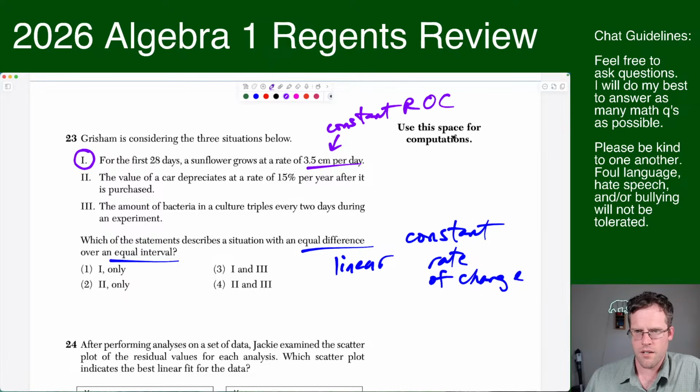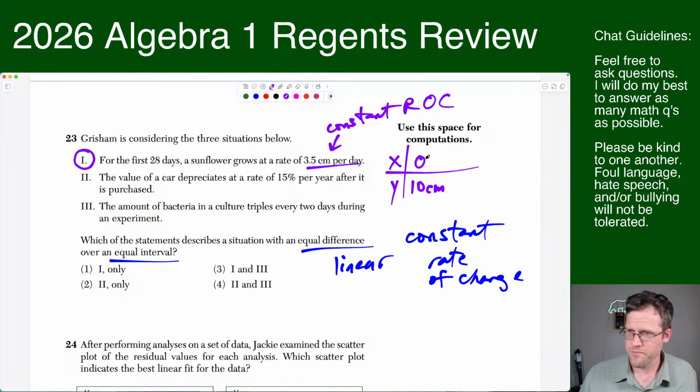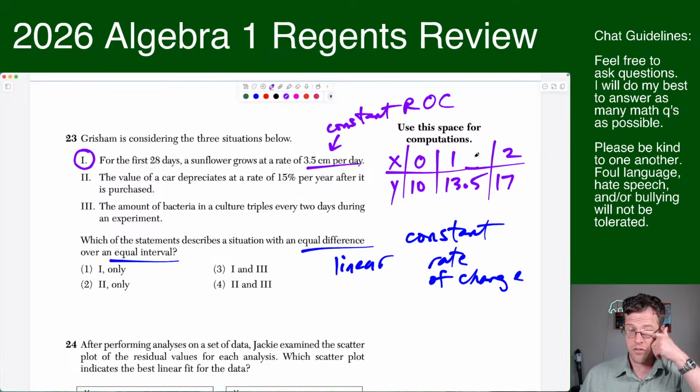Okay, let's say the sunflower is like X and Y. And let's say it starts out like 10 centimeters tall. Then like a day later, it would be 13.5 centimeters tall. And then another day later, it would be 17 centimeters. So it's going up by the same amount. It's increasing by the same amount over equal intervals, like per day. So 1 is definitely true, which means these are out.